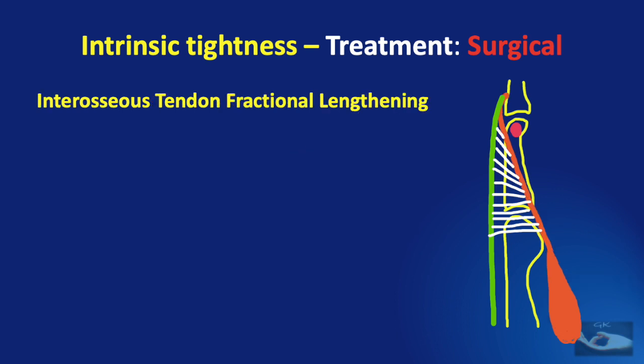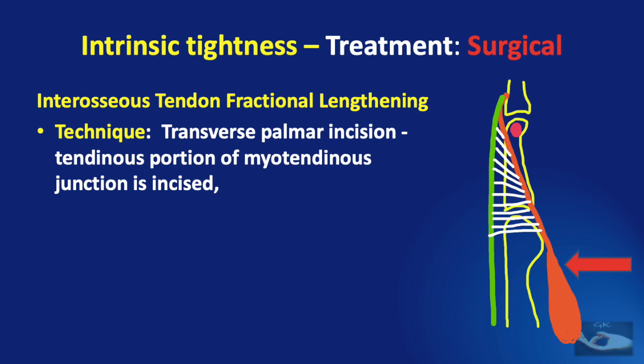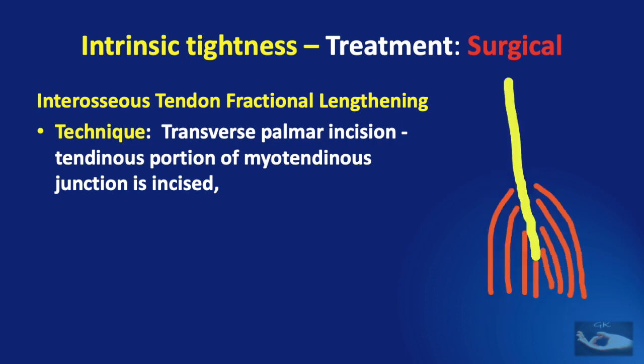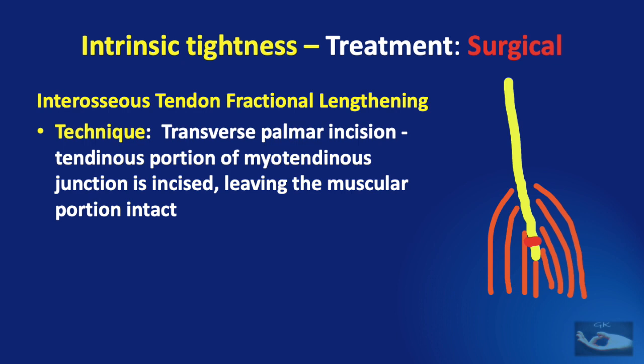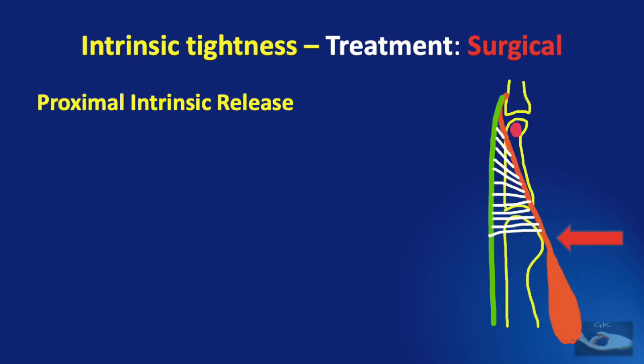When the intrinsic muscles are contracted but still functioning, a procedure called the interosseous tendon fractional lengthening can be done. By a transverse palmar incision, the tendinous portion of the myotendinous junction of the interosseous muscle is incised, leaving the muscular portion intact. This will help the interosseous muscles to lengthen to a certain extent so that the intrinsic contracture can be overcome. Of course, this procedure is difficult owing to the depth of the volar interossei and the short myotendinous junctions.